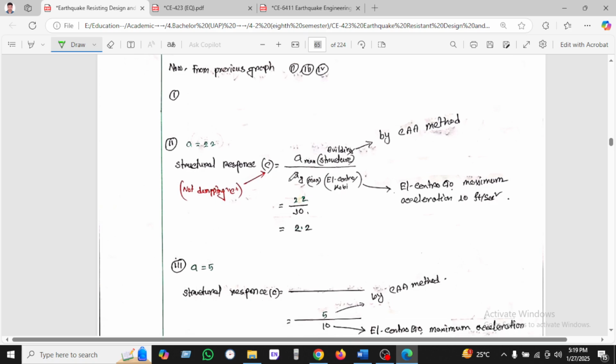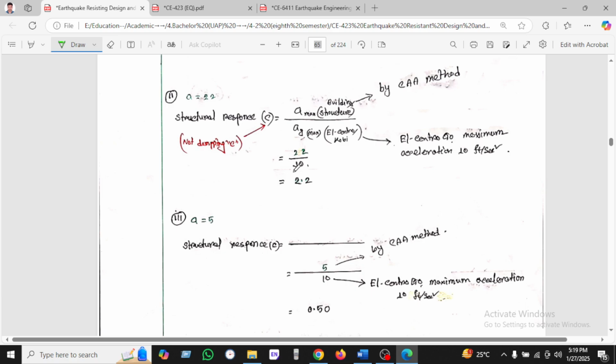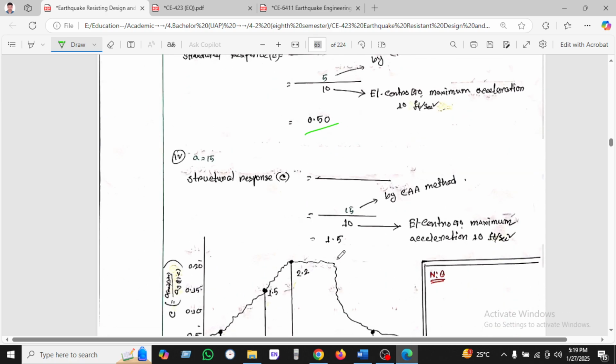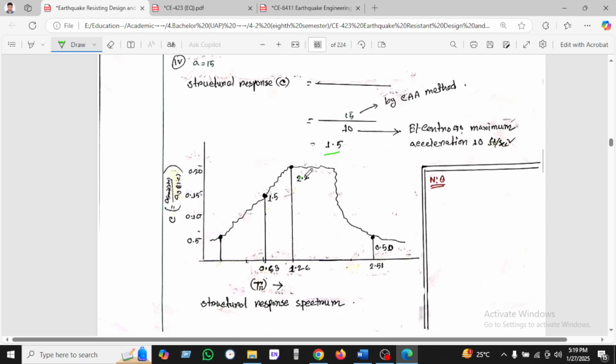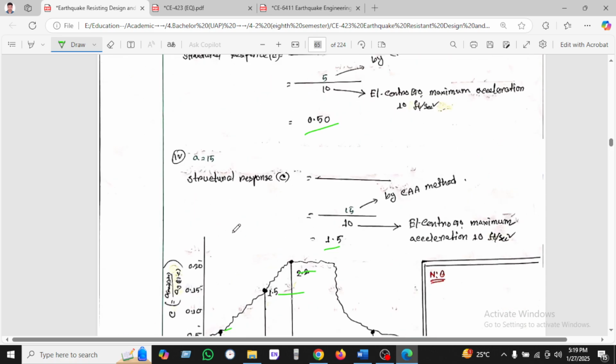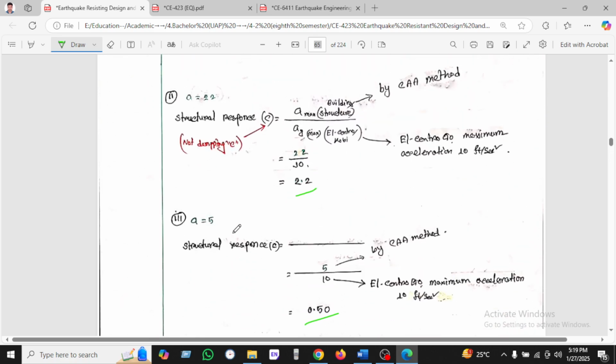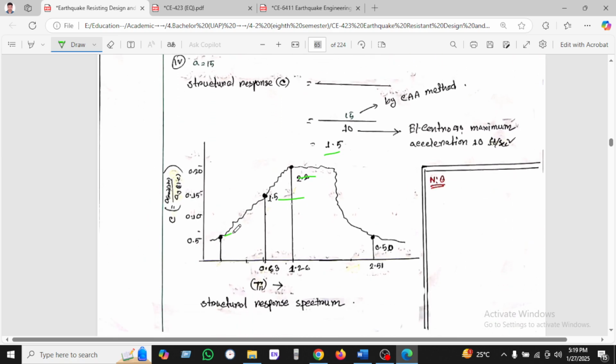We can see another response, the structural response, c equals mx. We found it from the building structure by the ASC constant average method. The maximum ground motion we found from El Centro or other records like Kobe and Northridge, and in this way we found 2.2, another 5.0, another 1.5, and another 0.5. These are the summation of the response spectrum.